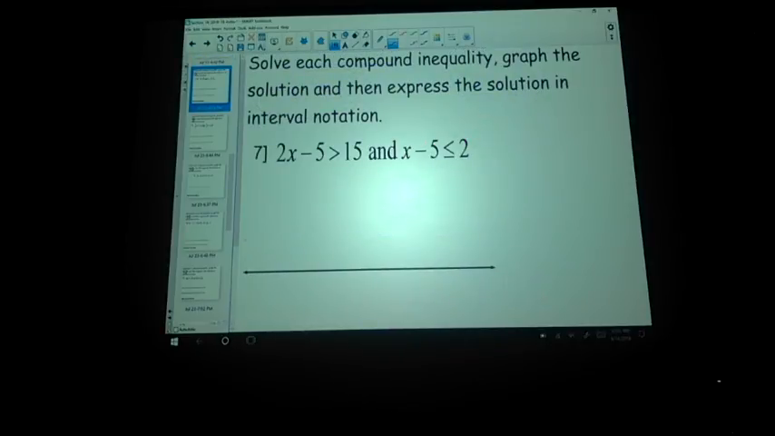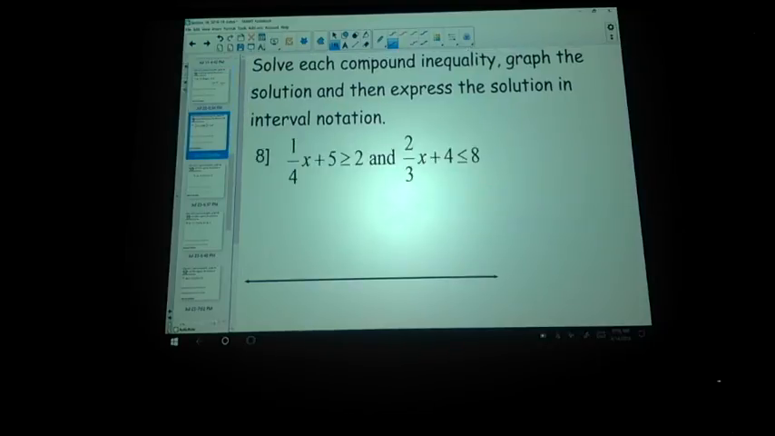All right, solve each. So this is and. So this is going to be the same idea. Okay? And I'm just going to move over because I think you kind of saw the and pretty well. But now I wanted to introduce the F word in math. Fractions. Okay? Sorry. I know most people are offended by saying fraction.